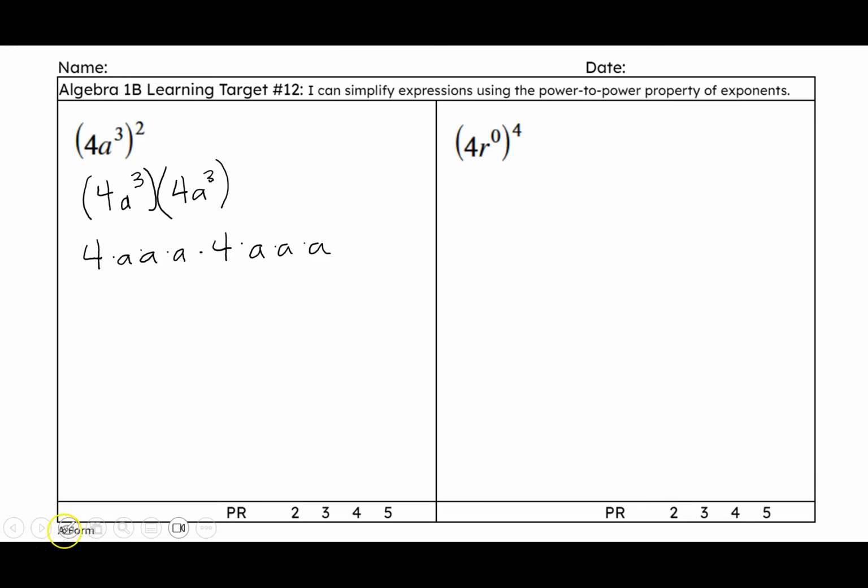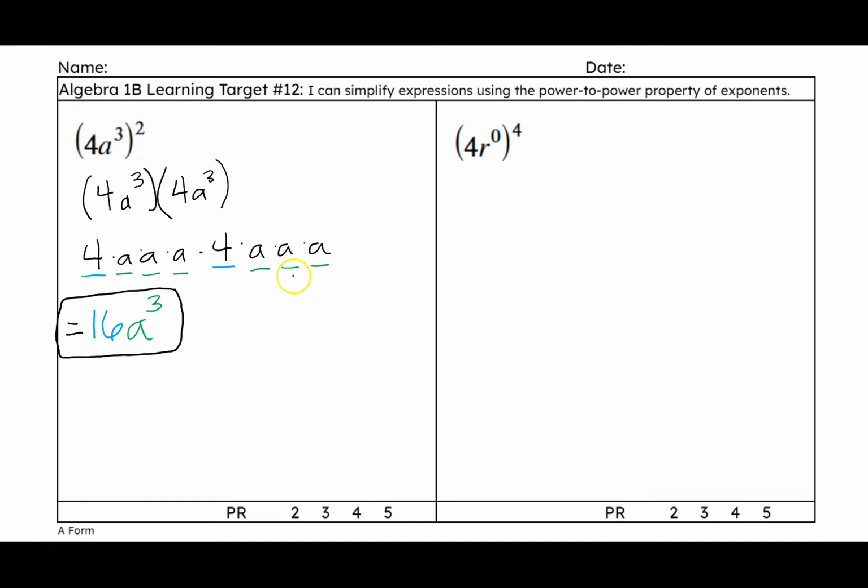Now this looks familiar. I think I can just group all the things that are alike. 4 times 4, that is 16. And I got a whole bunch of a's. Let's see how many a's I'm going to have all together. 1, 2, 3, 4, 5, 6 of them all together. So let's see what actually happened here, because this is your answer. But if we didn't want to do all that multiplying out, all of this work, if we just want to go from here to there, what could we do?